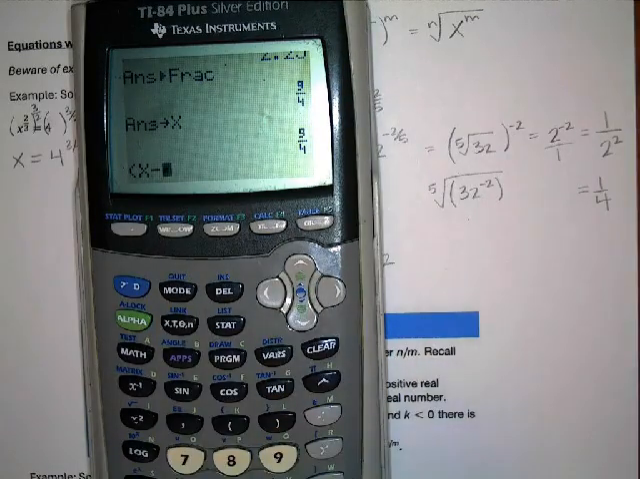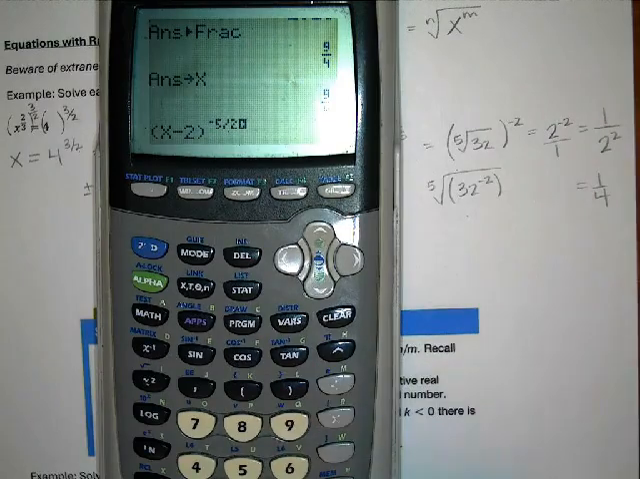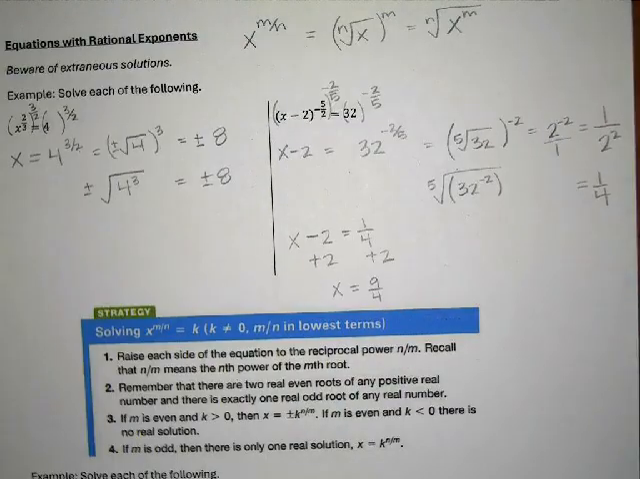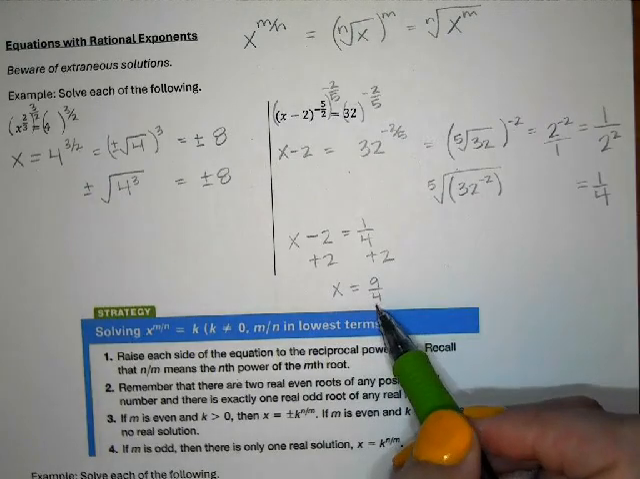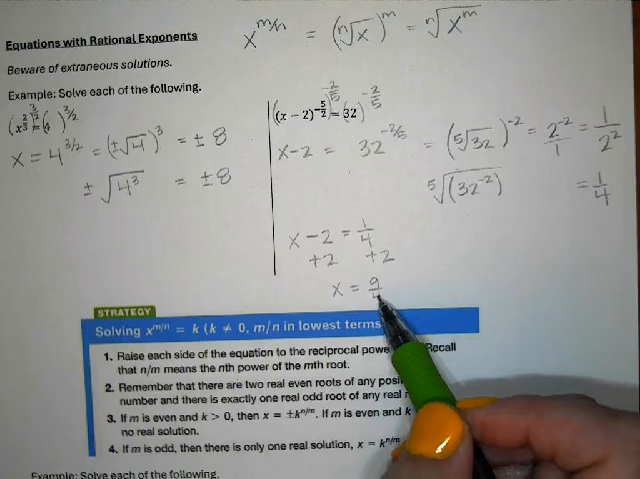If you were doing a problem where you only had one answer, and that answer happened to be extraneous, then you would cross out that one answer and you would say no solution. So it is possible for that to happen, even though it doesn't happen all the time.